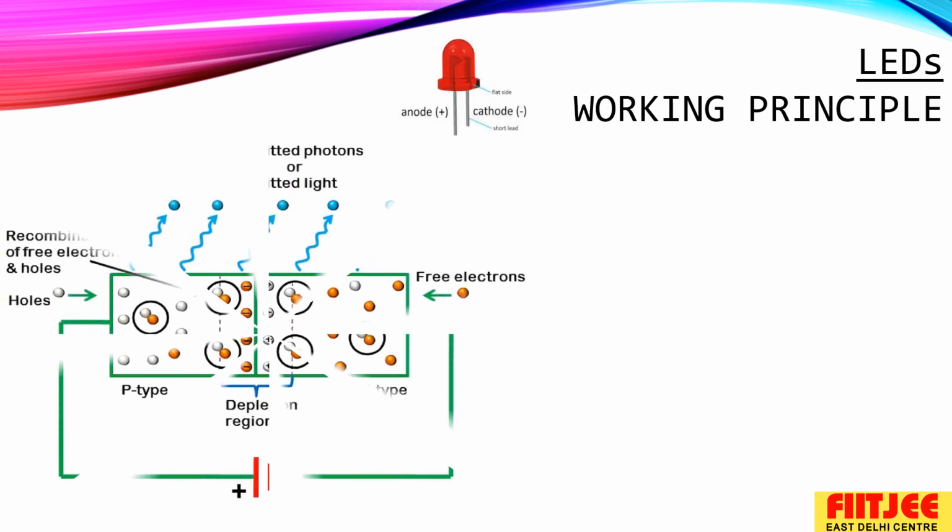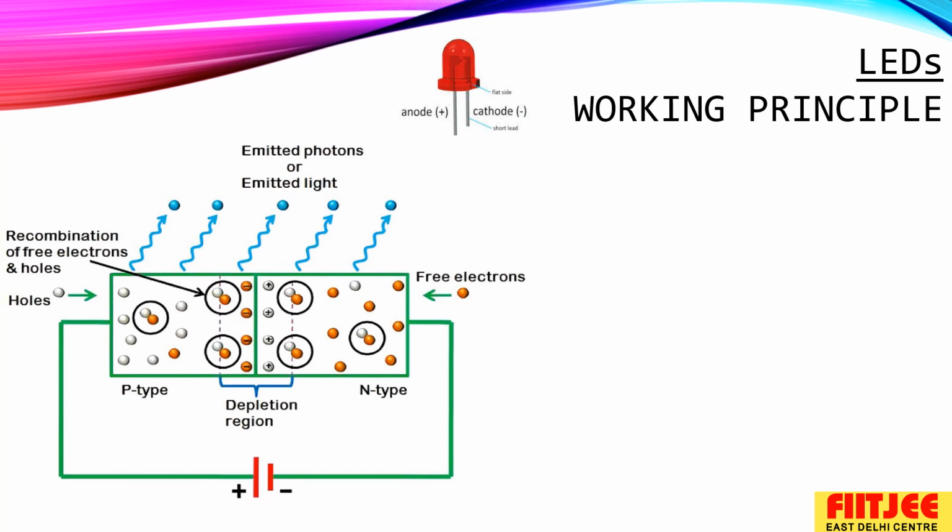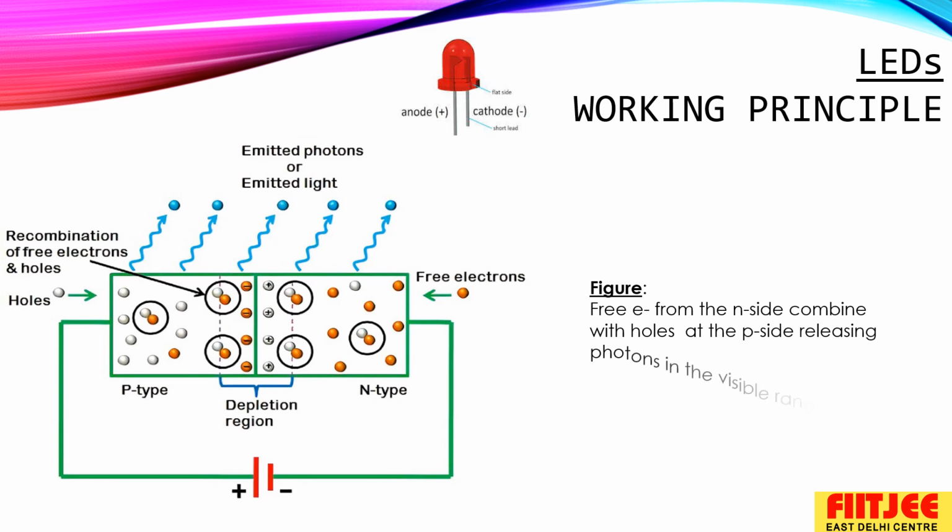Now we will see the working principle of LED. From this figure, you can see this is connected in forward bias, meaning the positive terminal is connected to the p-type semiconductor and the negative terminal is connected to the n-type semiconductor. From this, free electrons from the n side combine with holes at the p side, releasing photons in the visible range. We will see the detailed working principle of LED in the next slide.